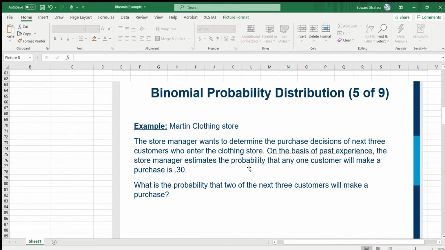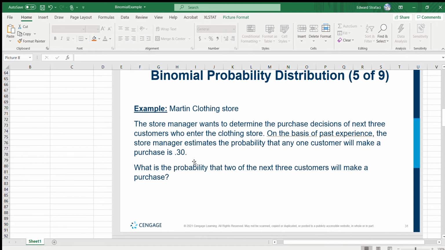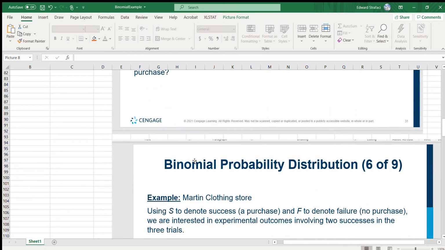So here's the example we're going to look at. Martin's clothing store. Martin wants to determine the purchase decisions of the next 3 customers who go to the store. On the basis of his past experience, this is his observation, the manager estimates the probability that any one customer will make a purchase is 30%, 0.3. What's the probability of 2 of the next 3 customers making a purchase? That's what he wants to know. The next 3 people, what's the probability of having 2 successes?